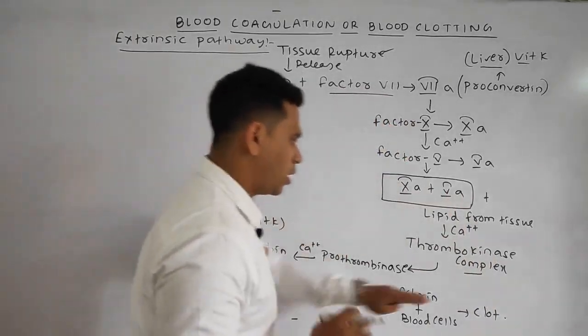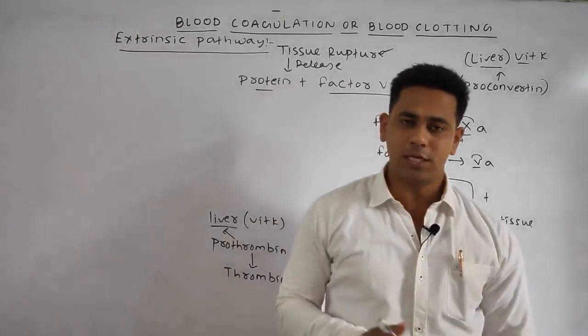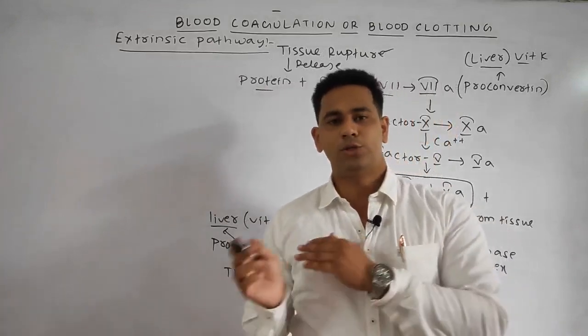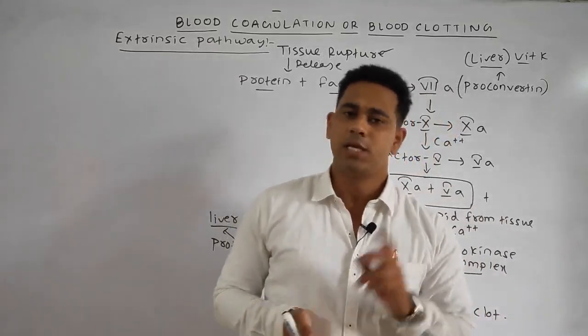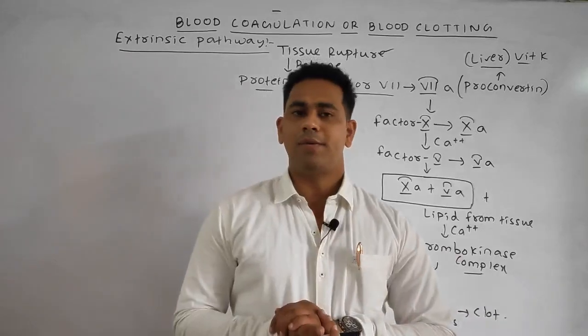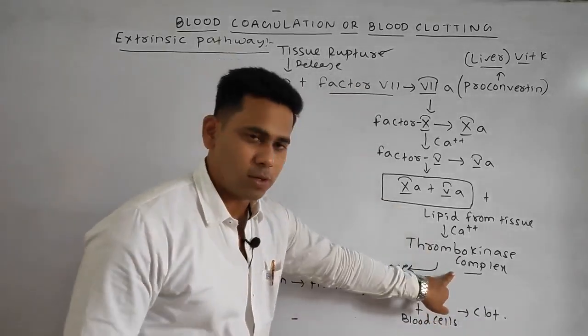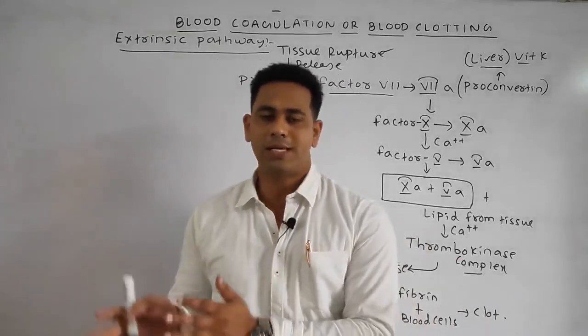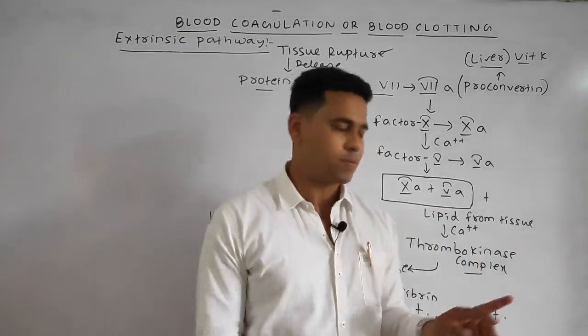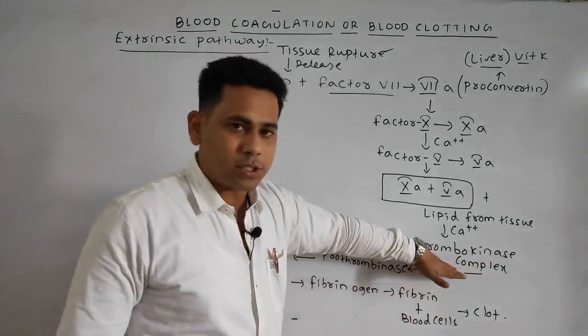Up to this much we have discussed the thromboplastin. We have discussed that at the tissue level thromboplastin is released, and at the blood platelet level thromboplastin is also released, which is nothing but the thrombokinase complex. So do not confuse thromboplastin and thrombokinase complex, they are the same thing. Okay, so this much we have discussed.